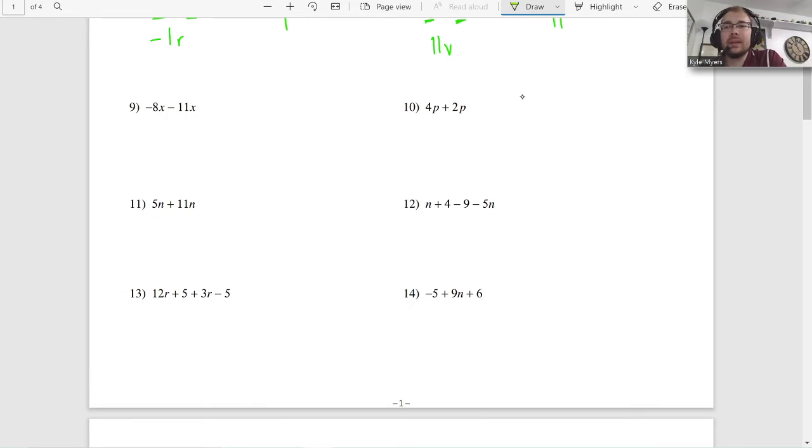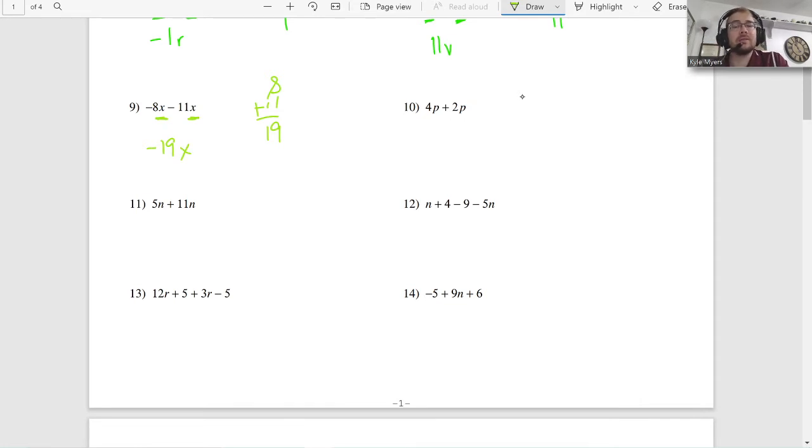Negative 8x minus 11x. They both have x. There's not different powers of x, so they are like terms. We can put them together. Negative 8 minus 11. Signs are the same, so I add. 8 plus 11 is 19. Since they're both negative, it's going to be negative 19 and x.